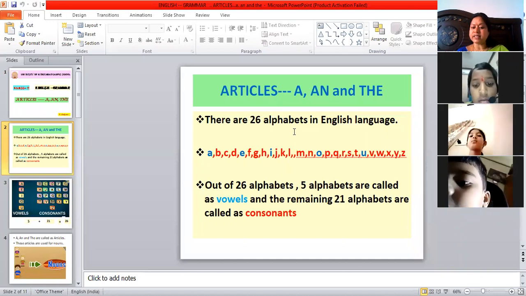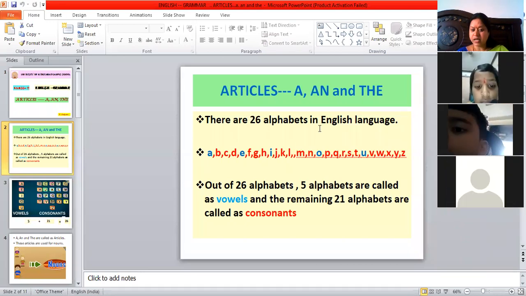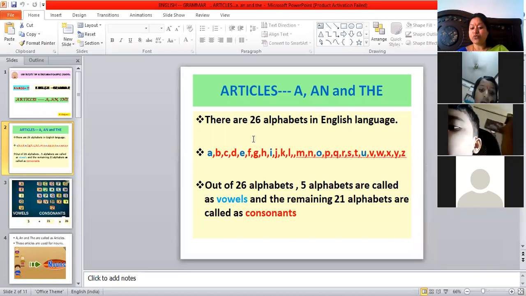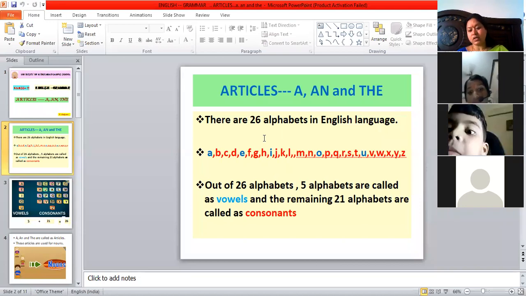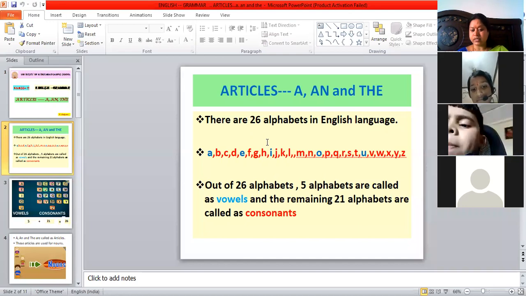Okay, there are 26 alphabets in the English language. And out of 26 alphabets, there are 5 vowels and the remaining 21 are called consonants. You know this. Out of 26 alphabets, 5 alphabets are called vowels. So what are they? A, E, I, O, U.